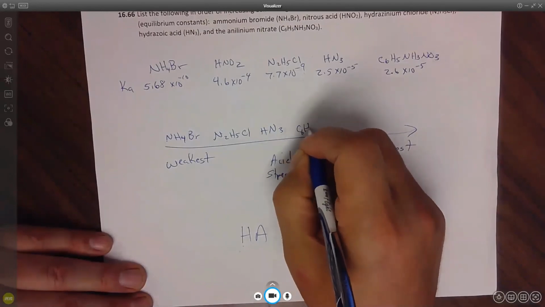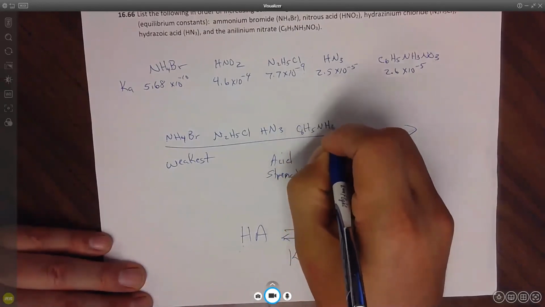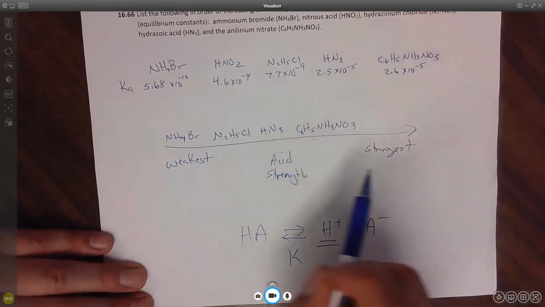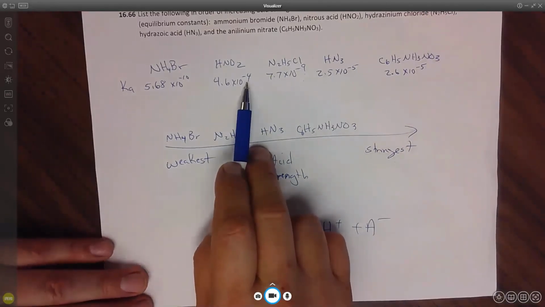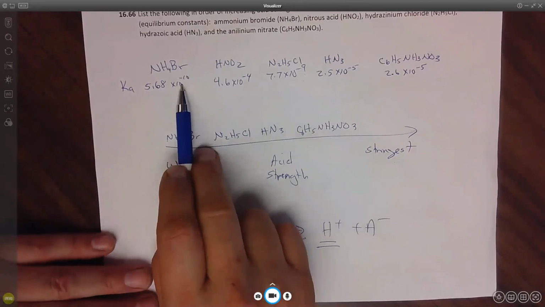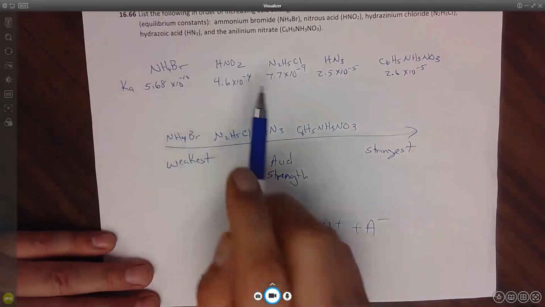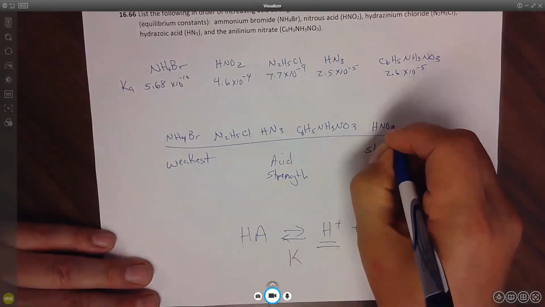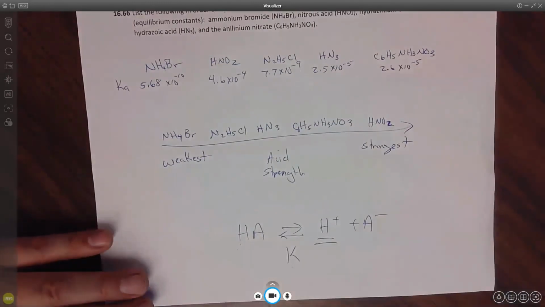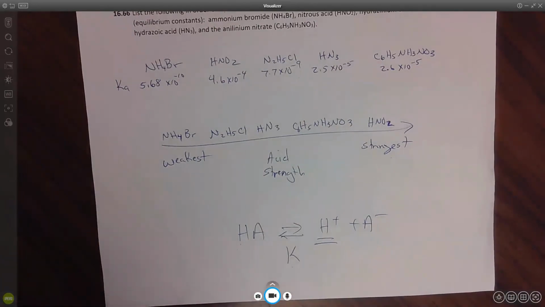And then finally, the largest, right, 10 to the negative 4 is 6 times larger than 10 to the negative 10, right? So the nitrous acid will be the strongest of them all. Okay, any questions about that stuff?